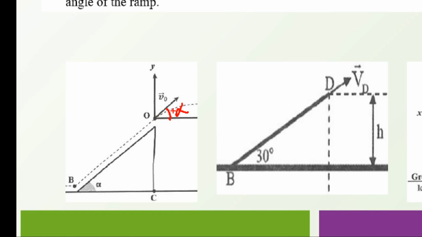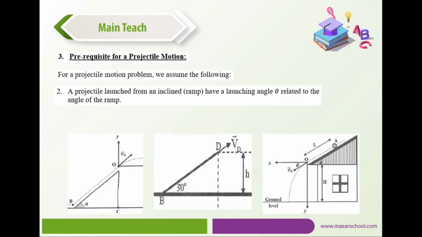Now after the point O, the motion of the object will be a projectile motion given an initial velocity v0, which is the same at this point. Now what about the angle? The angle here would be the same as the angle of the ramp.